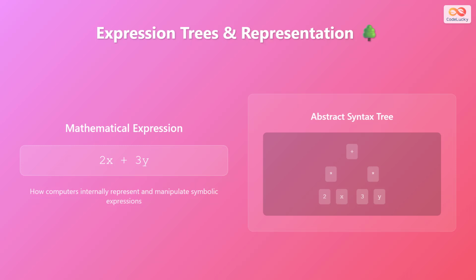At the top we have a plus node. Underneath the plus node we have two multiplication nodes. On the left we have 2 multiplied by x, and on the right we have 3 multiplied by y. This tree structure allows the computer to efficiently manipulate the expression.